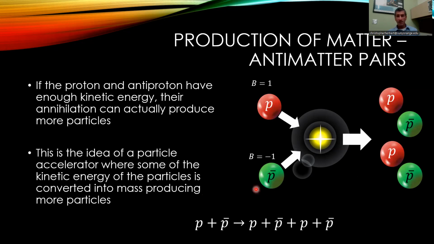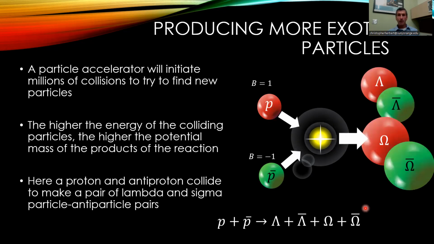And again, this completely conserves our baryon number. We come in with 0: particle, antiparticle, particle, antiparticle, 1 plus -1, 1 plus -1, we still equal 0. That type of interaction would be allowed. We could even come up with more exotic particles.